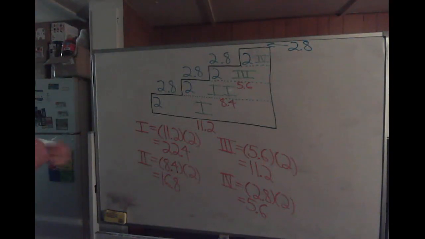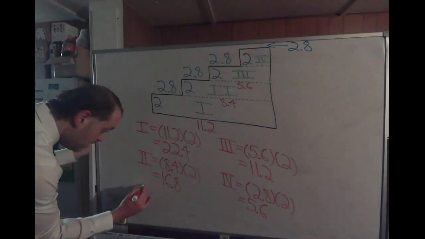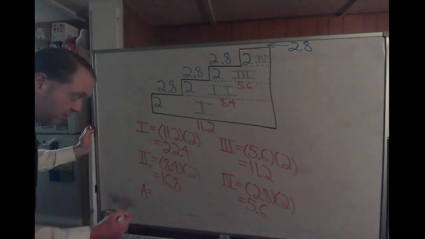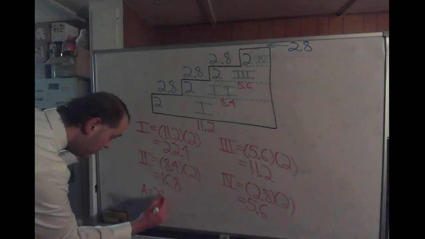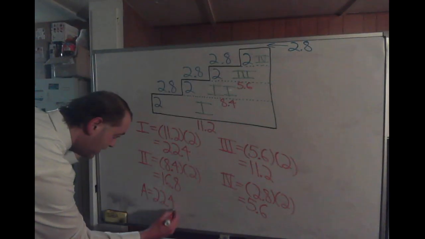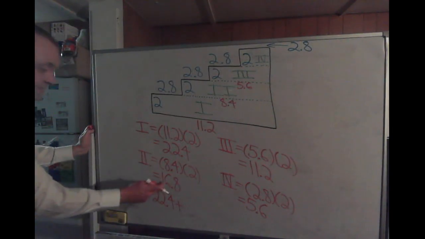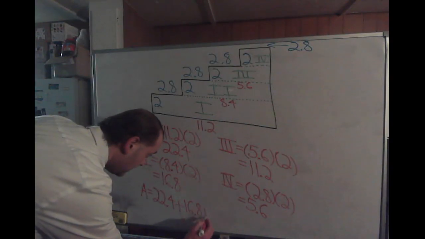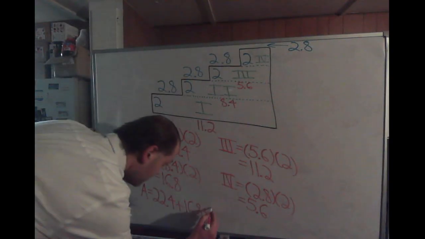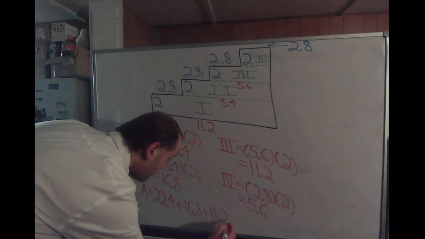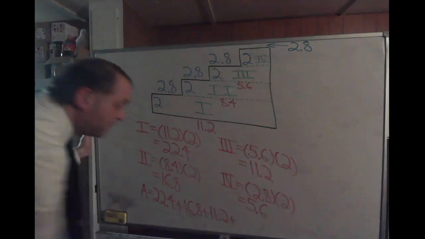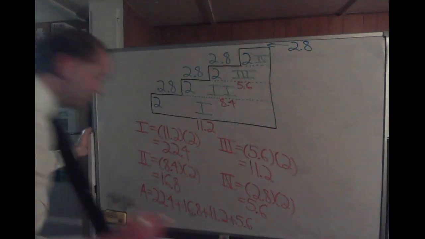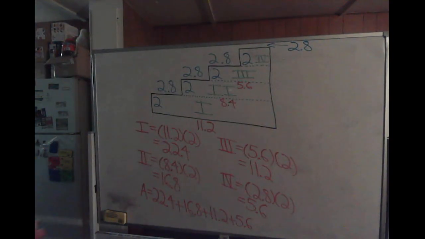Now we can find the total area, which is simply going to be the sum of all 4 areas together. So that's going to be 22.4 for the first area plus 16.8 for the second area plus 11.2 for the third area plus 5.6 for the fourth area. It's just a matter now of solving the addition and you got your area.